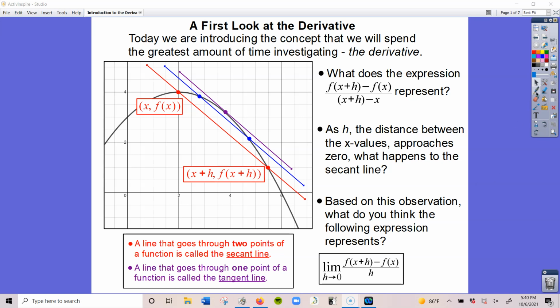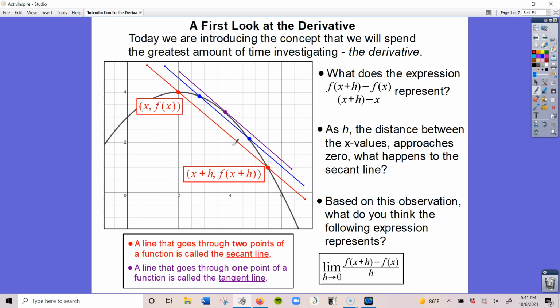Hey guys, today we're going to learn about the derivative. So what we have here on this graph is a quadratic, as we can tell from this parabola. Now on this quadratic, we have several lines here. We have this red line.